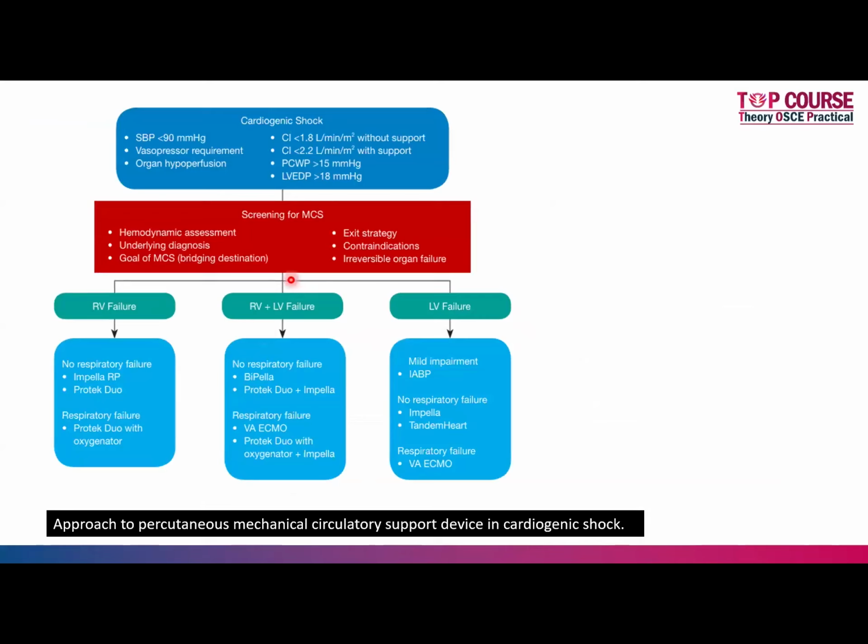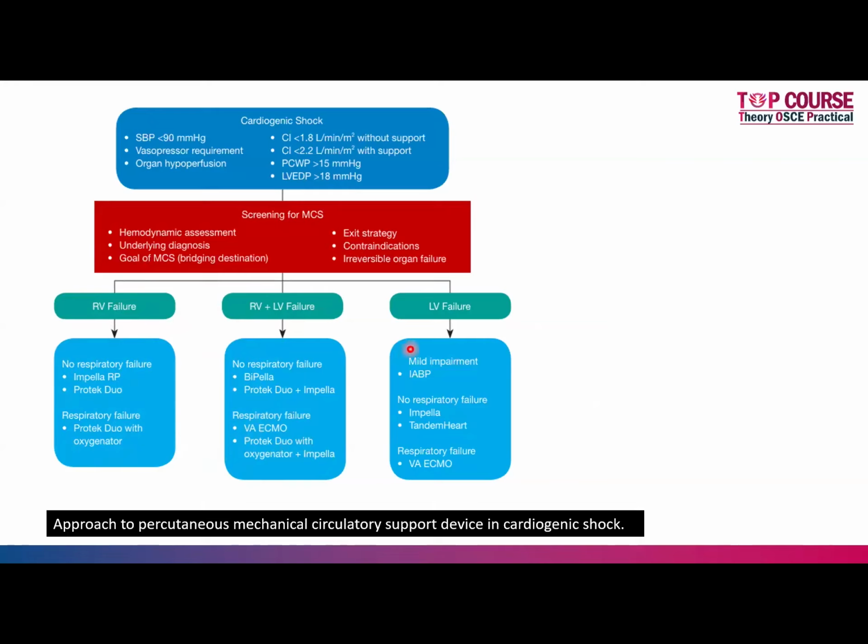Cardiogenic shock: cardiac index is low, hypotension, vasopressor requirement, organ perfusion compromise, increase in the left ventricular end diastolic pressure. Screen for the MCS depending on hemodynamic assessment, underlying diagnosis, goals, exit strategy, contraindication, organ failures. Okay. And then for RV failure, the devices are the Protect Duo with oxygenator. If there is no respiratory failure, you could go with Impella and Protect Duo. If there is no respiratory failure for a biventricular failure, can go with a Bipella, Protect Duo plus Impella. Respiratory failure, if it exists along with cardiogenic shock, then we have to go for a VA ECMO or a Protect Duo with oxygenator plus Impella.